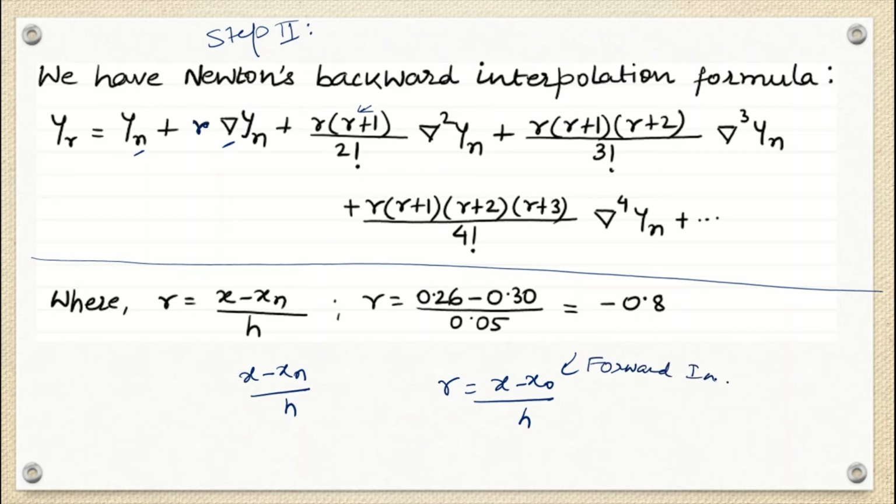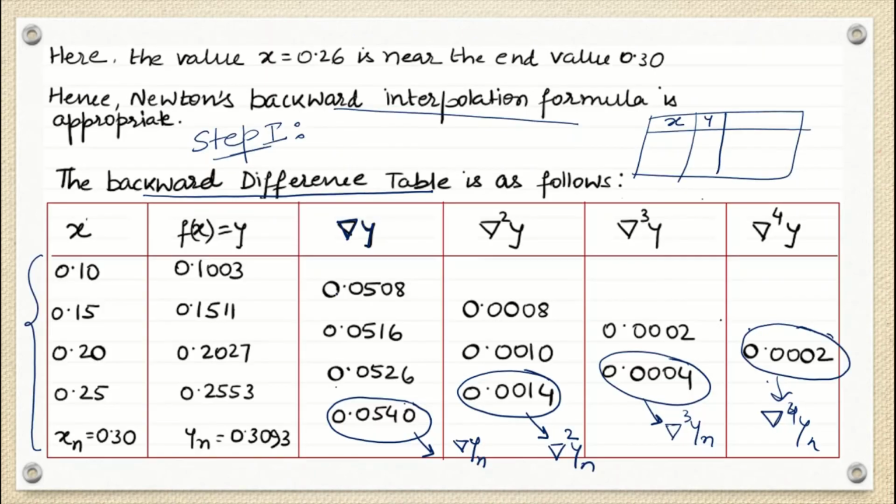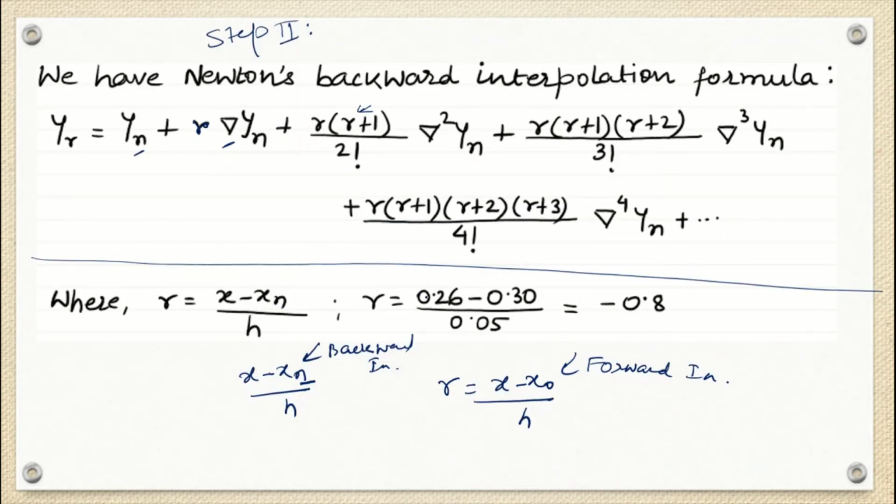Now in your backward interpolation formula, be sure that you write the formula as x minus xn by h. So xn was what? xn is my last value in my x column. This was your 0.30. x is the point where I am interested in finding the value of y, that is, where they have asked for the value in the question. They had asked us to find tan 0.26. So this is my x here, because at this point I have to find y. So x is my 0.26.